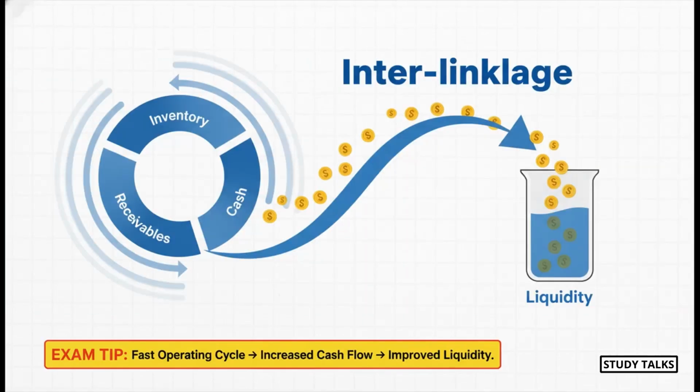Now, this is a really important point that connects the different parts of our toolkit. Don't think of these ratios as separate things. A company that sells its inventory fast and collects cash quickly is naturally generating liquidity. So strong activity ratios directly lead to strong liquidity ratios. ICAI absolutely loves it when you can show these connections in your analysis.